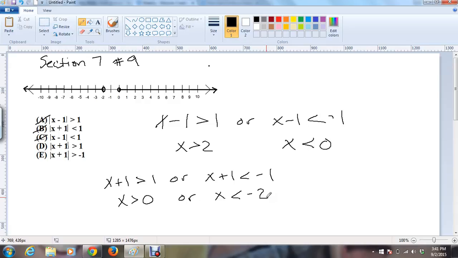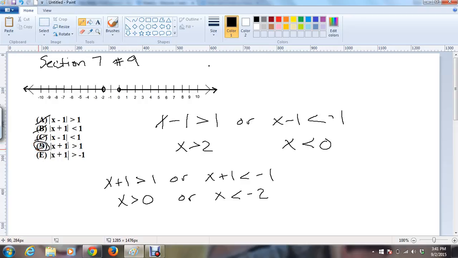If you look at the graph, you can see that we have a circle on the negative 2, so it doesn't include negative 2, and it's all the numbers less than negative 2. And then on the 0, we have an open circle, and we're going to the right, so that's x greater than 0. So we find out that D is the answer to this problem.